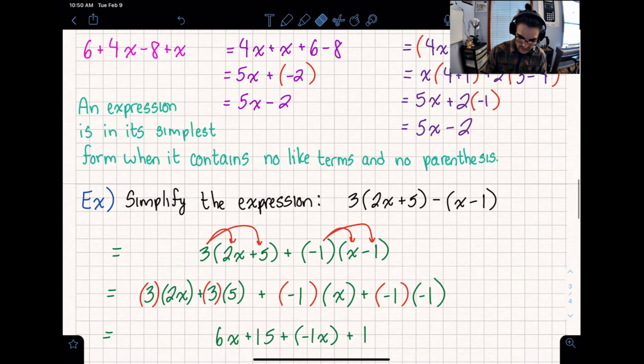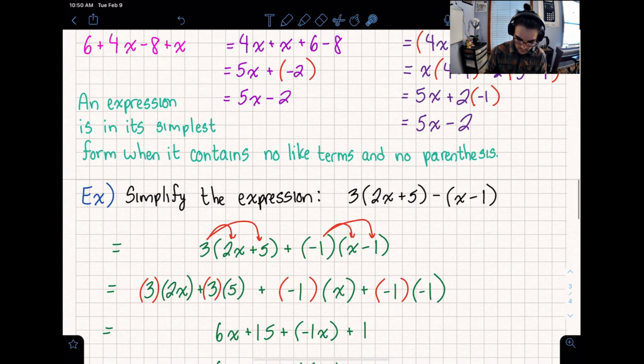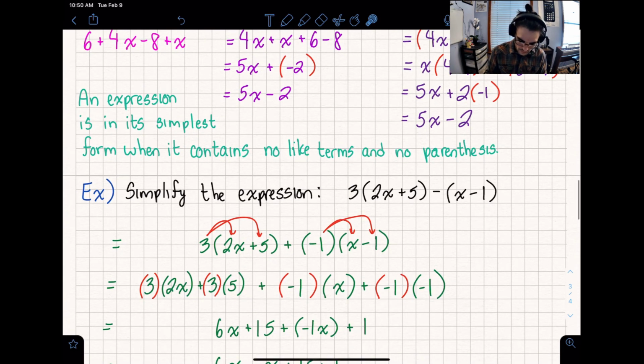So we could see what this should become after we distribute. Let's take a look at the left side first. Distribute the 3 into the 2x plus 5. So I just rewrote it here. So that's going to be 3 times the 2x, transfer down the plus, and then 3 times the 5. Again, 3 multiplies both of the terms.